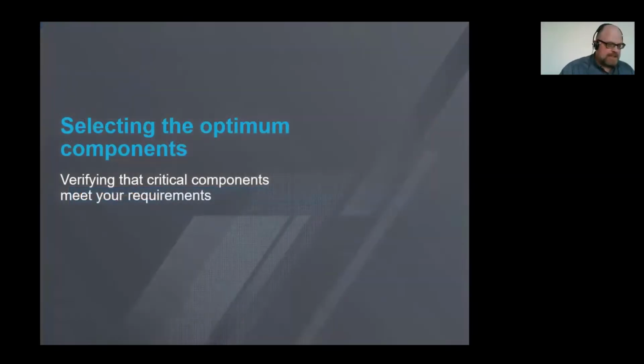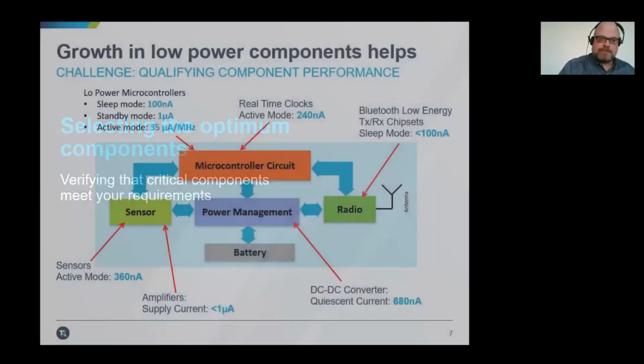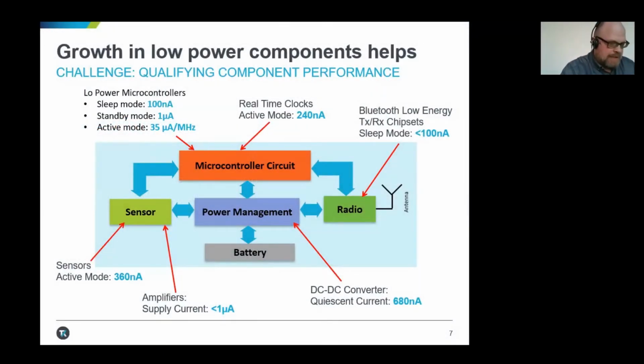To achieve or exceed your power budget, you need to optimize your design, and that means you need low power components. Fortunately, very low power components are available. Here are some example operating currents from components that have been introduced in recent years. For example, low power op-amps on the market now operate with 1 microamp current draw.